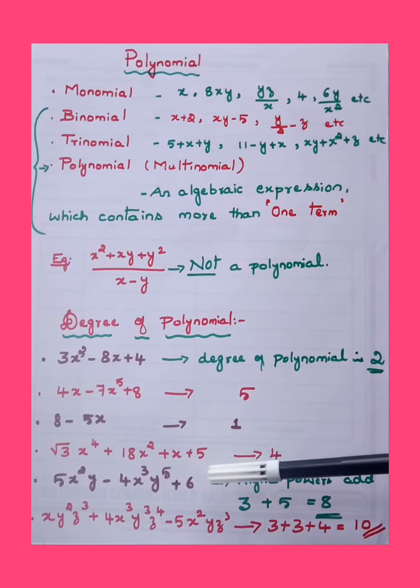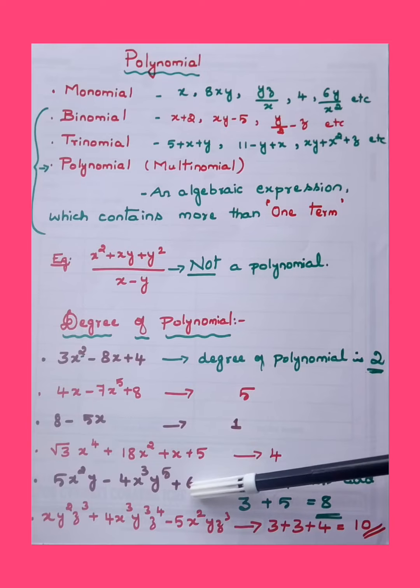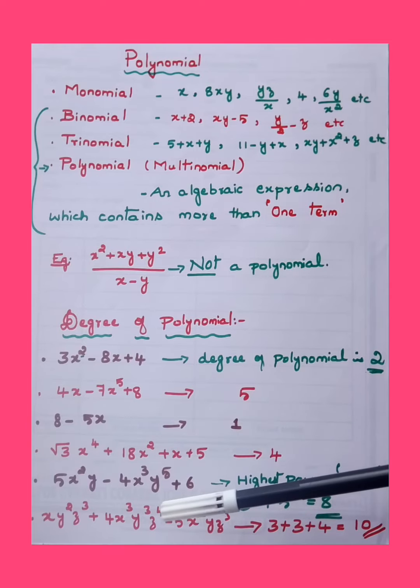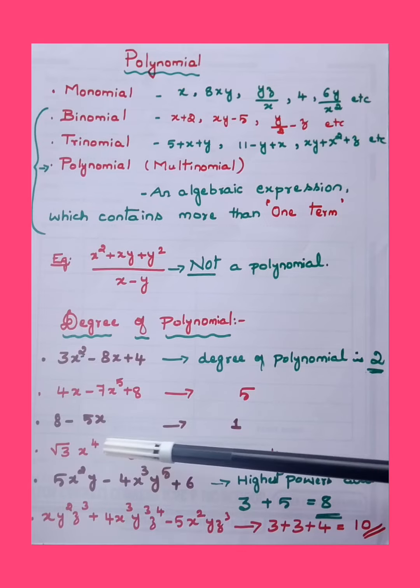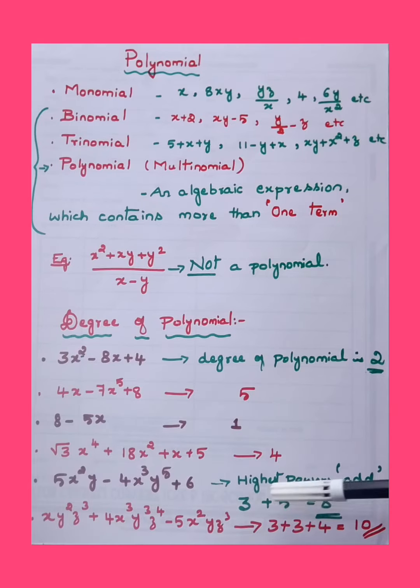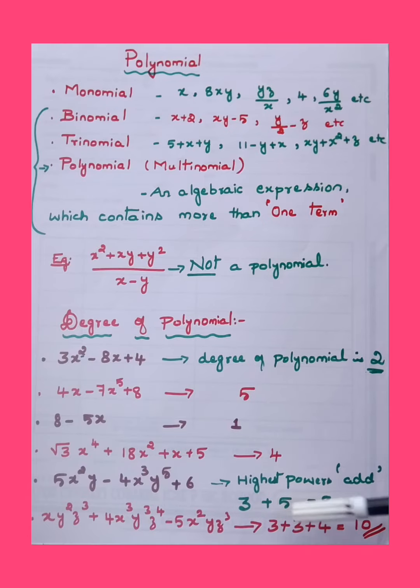Suppose it is a mixture of two variables like x and y, in this expression, 5x square y minus 4x cube y to the power of 5 plus 6. Then we have to find the highest power of each variable and add those highest powers. That will give the polynomial's degree. Therefore, the highest power of x, between x square and x cube, is 3. And y to the power of 5 is the highest one here. Therefore, 5. 3 plus 5 is 8.